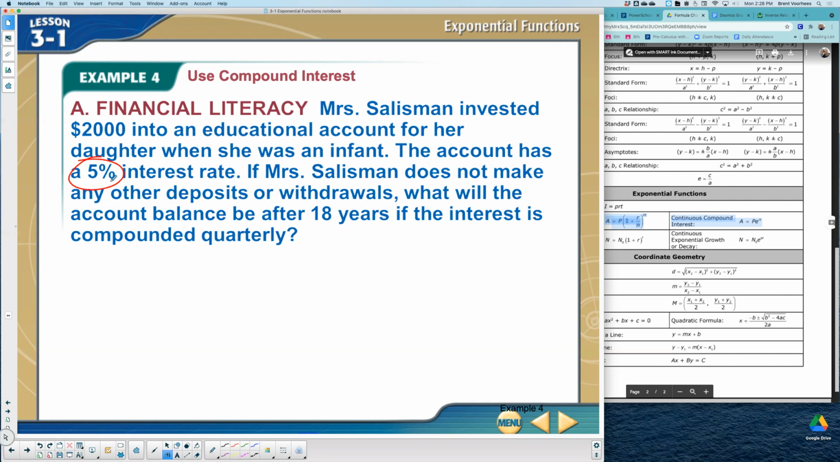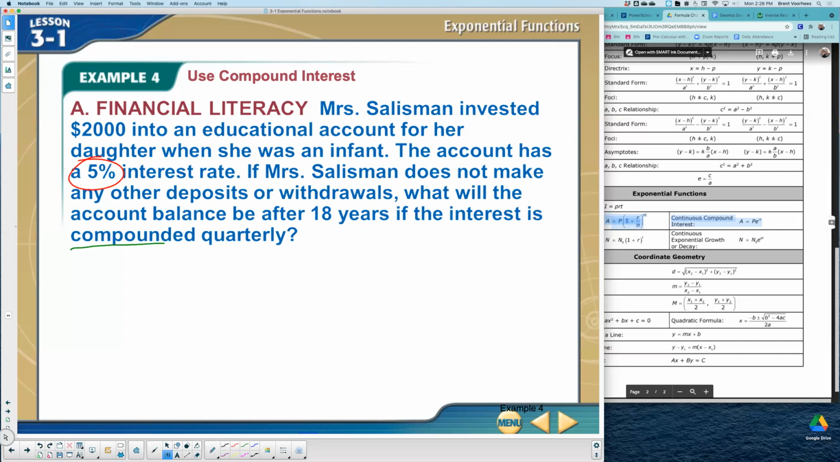But that's a very low return. And we're going to see what happens to the money. Okay, so anyways, there's the rate. If Ms. Salazman doesn't make any other deposits or withdrawals, what will the account balance be after 18 years? So they start this when you're born. You're born. Your parents decide $2,000. They put it in the stock. What's it going to be valued after 18 years if the interest is compounded quarterly?